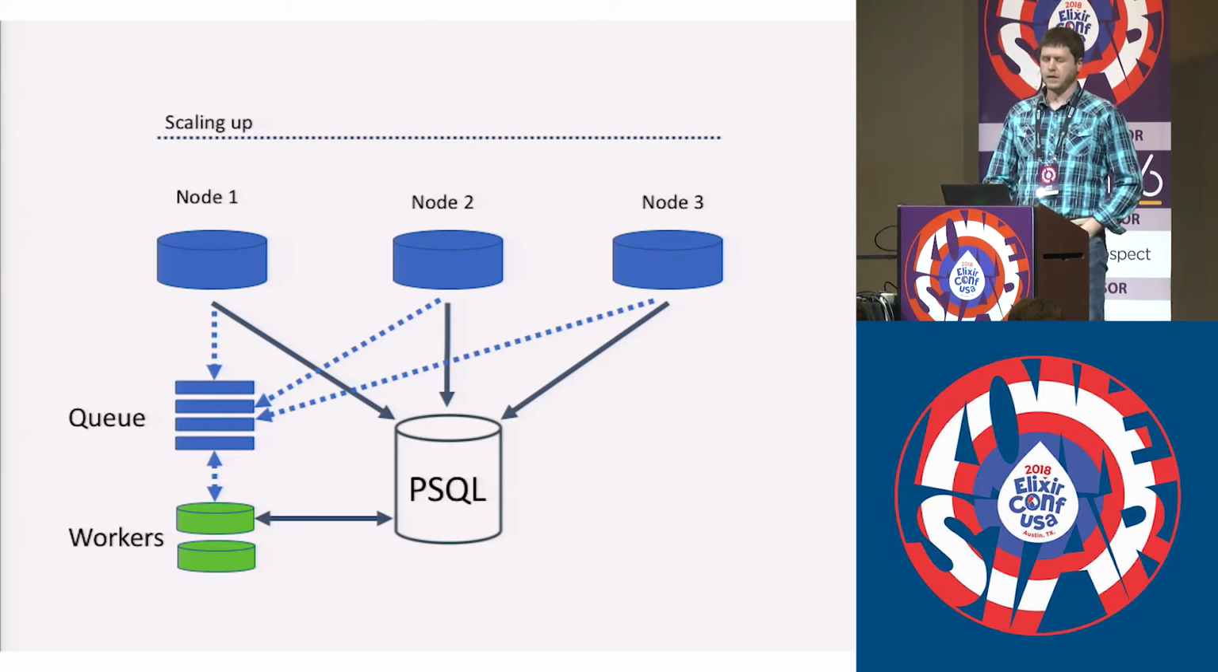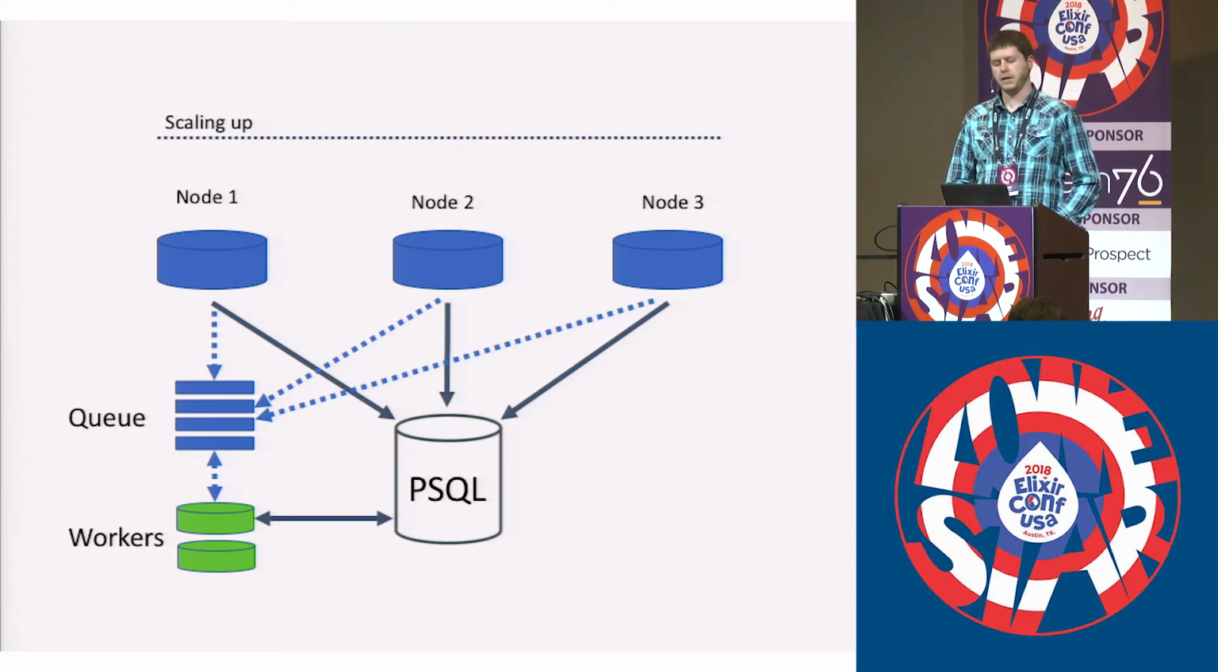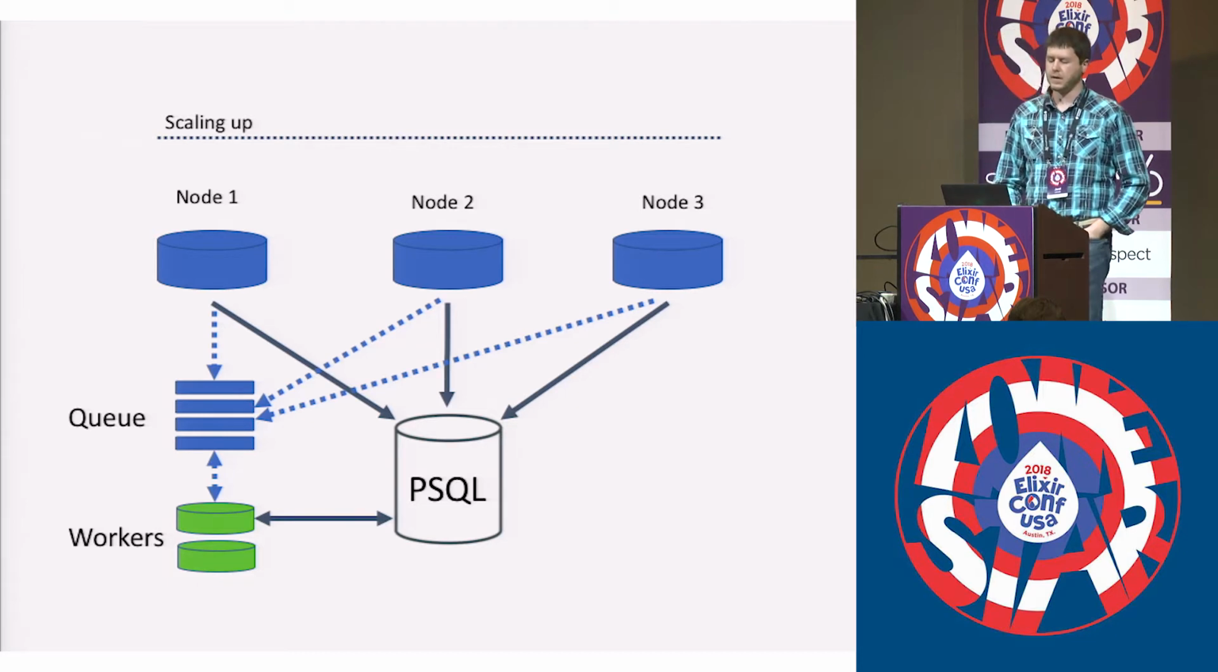So then you would spin up worker nodes, and you would connect them with a queue, and so your web nodes would push things on the queue, and your workers would pop things off and save some state to Postgres when it was done, and so on.